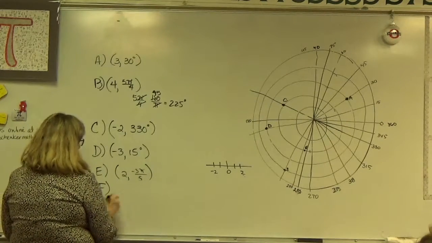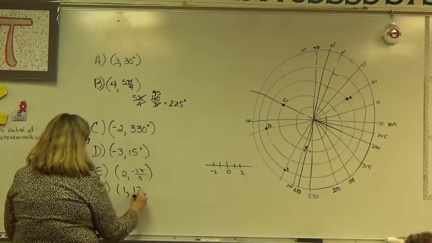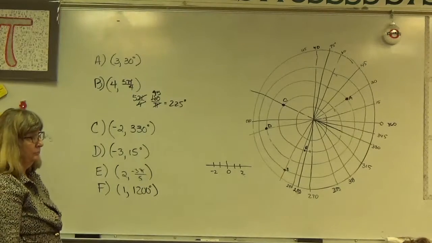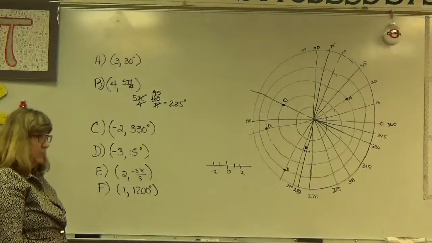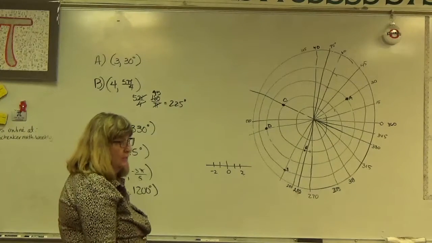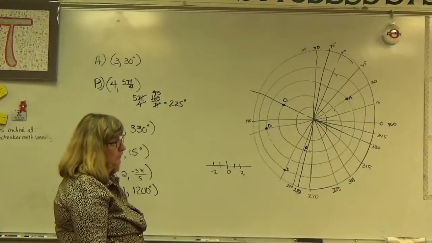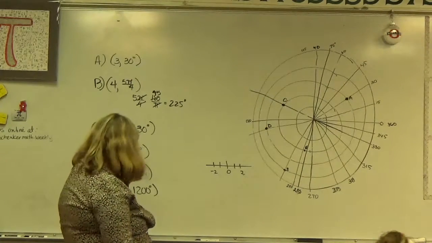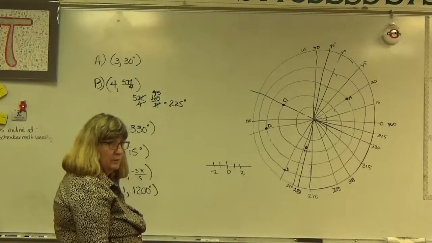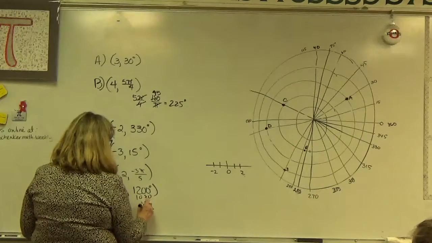Do one that's larger. Let's go with 1 and 1200 degrees. Would you just subtract 360 by however many until you get to a positive number? So what's 1200 subtract 360? So subtract 360 again. I think you gotta subtract it 3 times, I think. 120? Yeah, I think 120 is gonna be it.